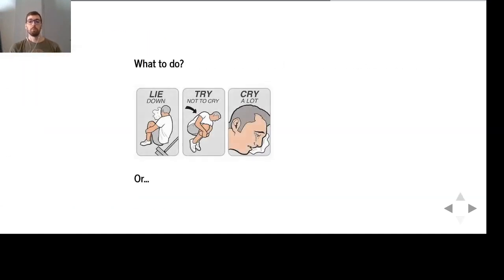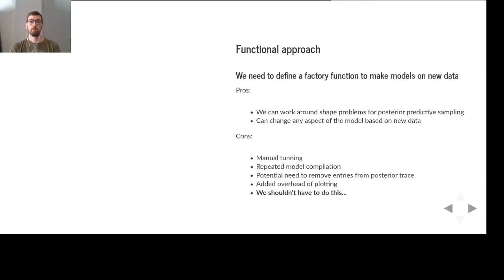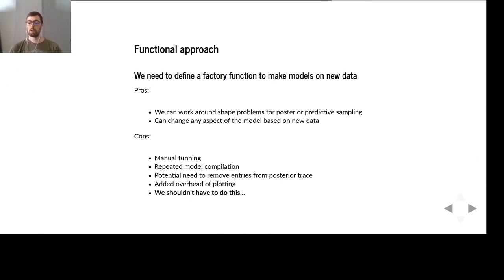So what do we do? There doesn't seem to be much of a way out of this with the normal workflow, so we have to try to think outside of the box. And outside of the box means using PyMC3 in a way that it wasn't actually designed to be used. So we have to use it in a functional way. We have to make something called a factory function that constructs new models on request for new data. This is a way in which PyMC4 was going to be used and defined, and it's not the current workflow for PyMC3.